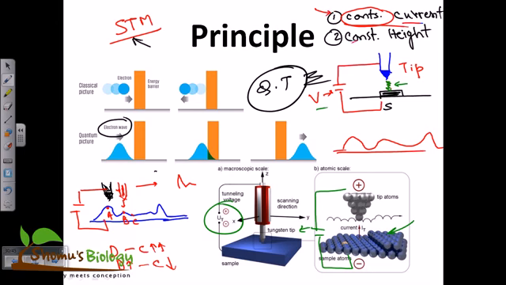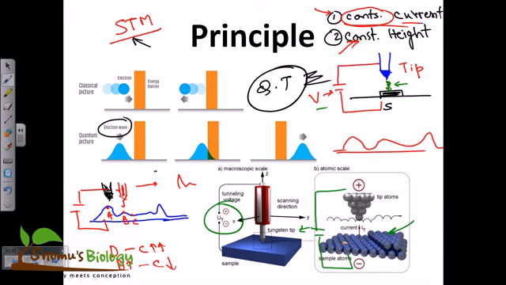And we can also use the constant height method. In that case, we maintain the height constantly. The same thing is going to happen. If we maintain the height constantly, this tip is going to stay as it is throughout the scanning process. But let's say here, once this tip is at point A, which is pretty close, the current flow is high in that case, very high current flow.